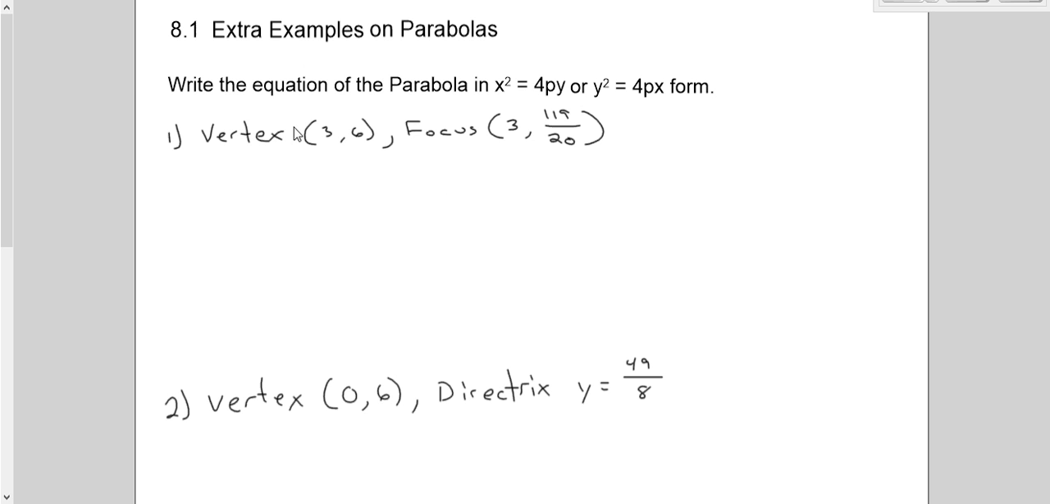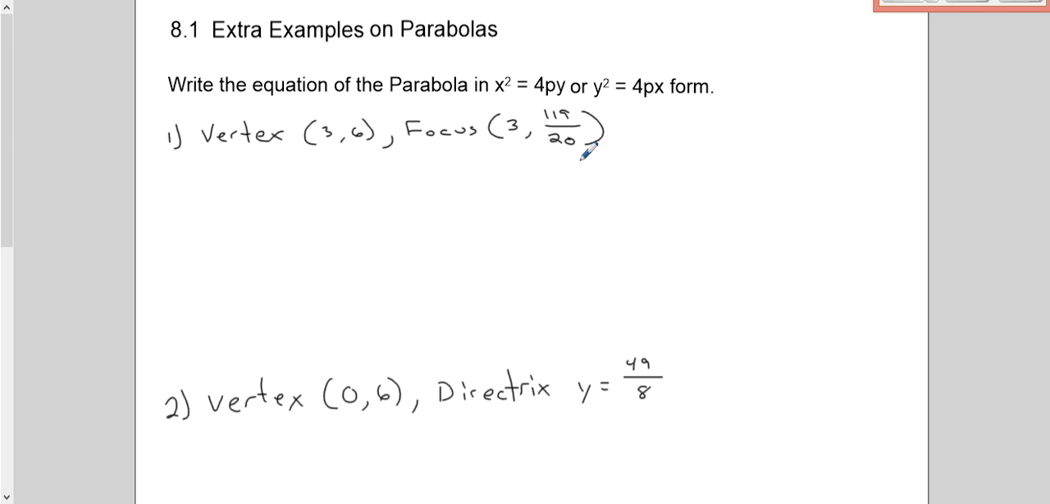Here I'm going to do a few more examples on 8.1 dealing with parabolas. So here I want to write the equation of the parabola in x squared equals 4py form or y squared equals 4px form. So in number one here I'm given the vertex and the focus. With the vertex at 3, 6, I need to consider the fact that I have to deal with the h and k part of these equations.